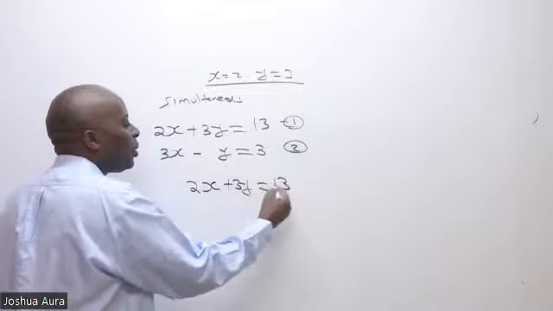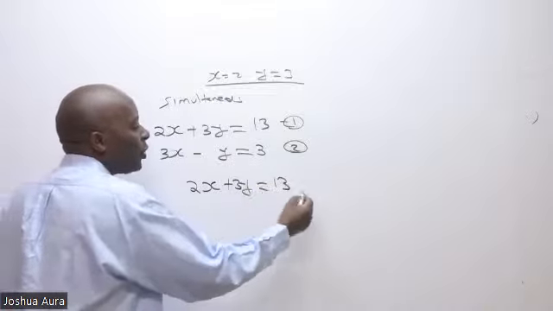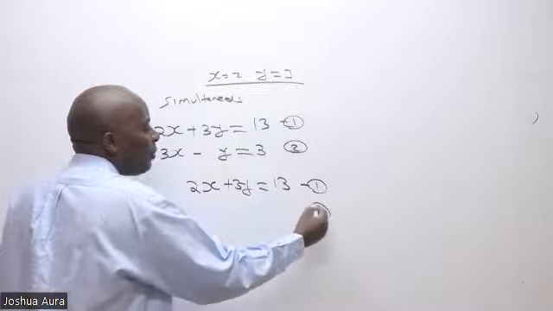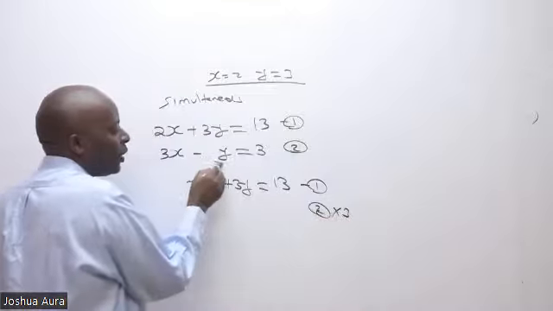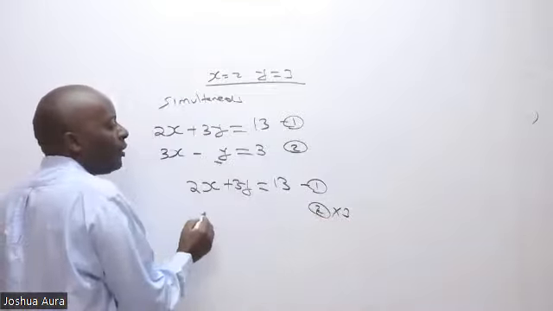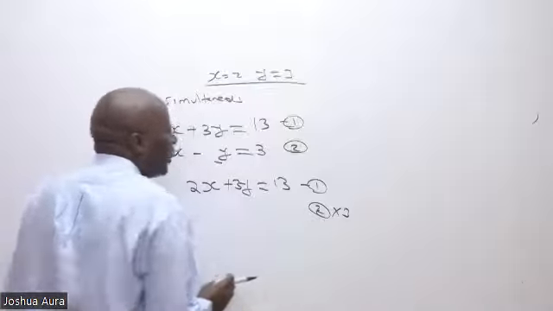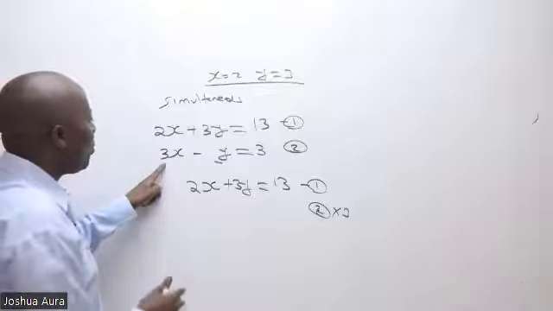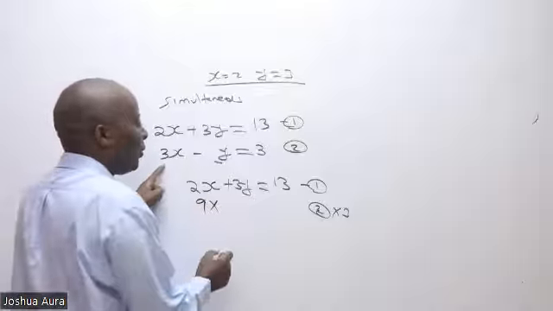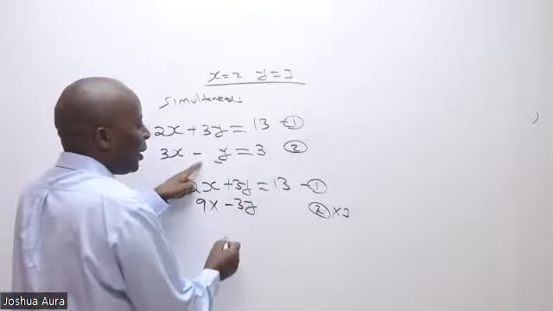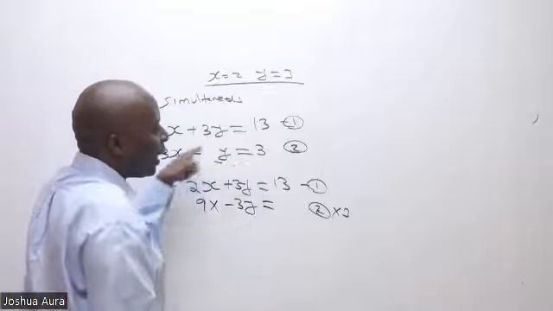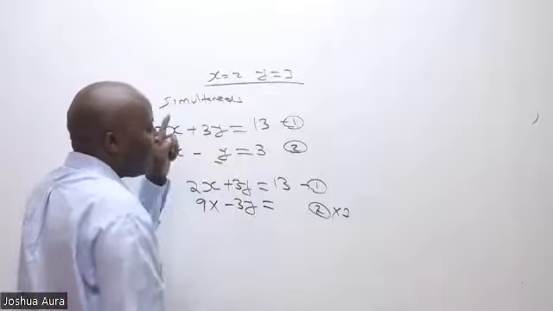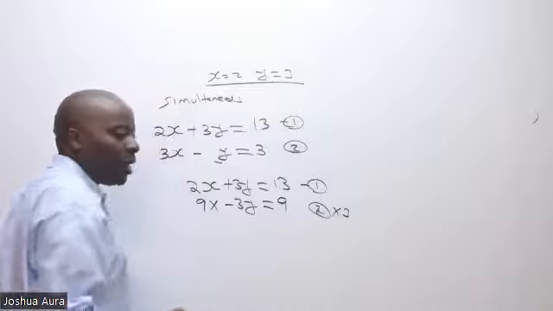So to solve this simultaneously, equation number 1 is going to remain. But equation number 2 will be multiplied by 3 to make this one 3 as well. Remember, when I'm multiplying equation 2 by 3, everything is being multiplied by 3. What do we have here? We have 9x minus 3y equals what at the end of the day? I'm multiplying everything by 3, so on the other side, we have 9.